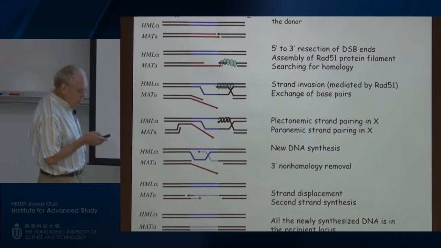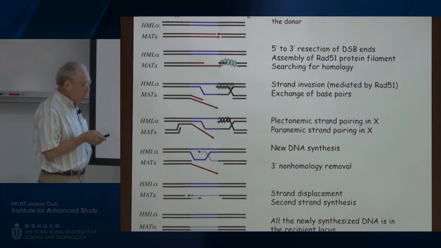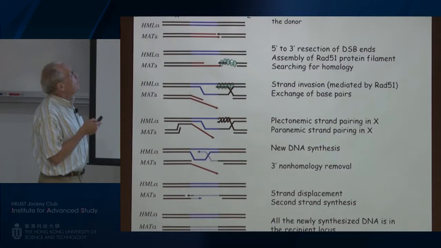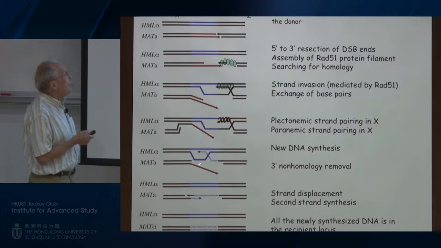So there are lots and lots of steps in this process. We're not going to go through them all. But we have been able to identify lots of different steps. The key thing that is happening is that after the break is made, the red sequences are going to be removed. And they're removed sequentially by enzymes, so-called exonucleases, that chew away one strand of DNA and then clip off the second strand of DNA.